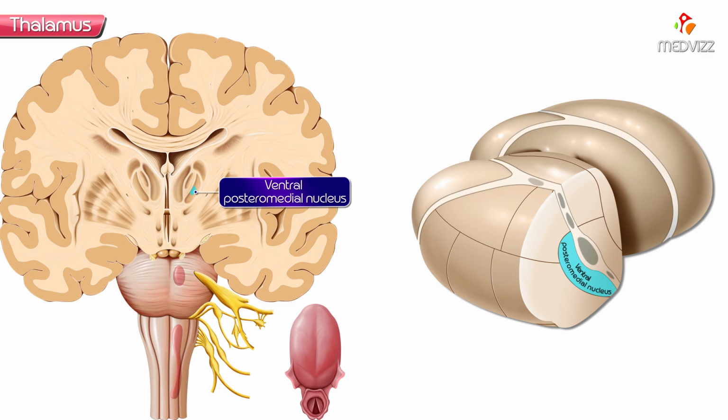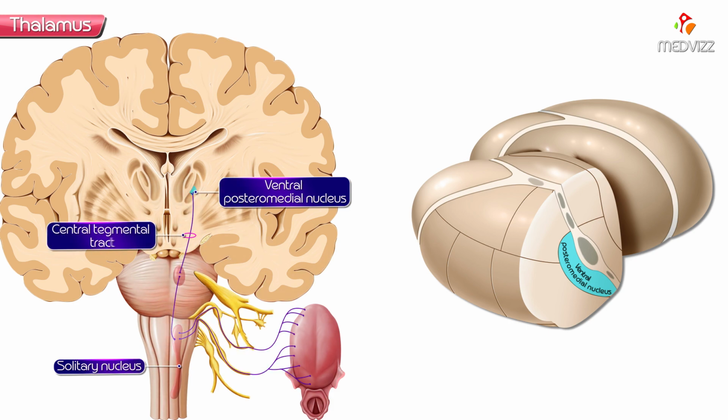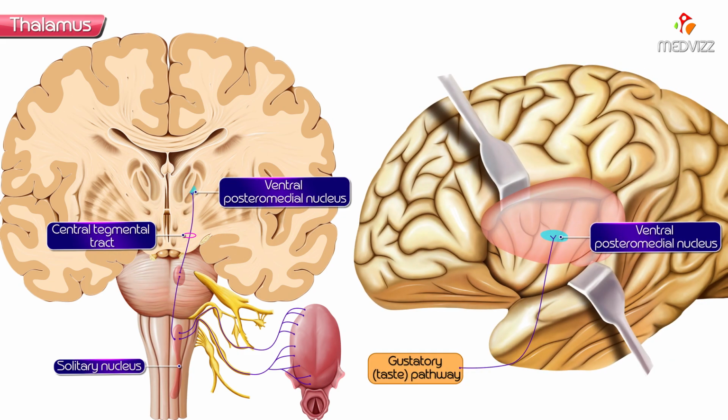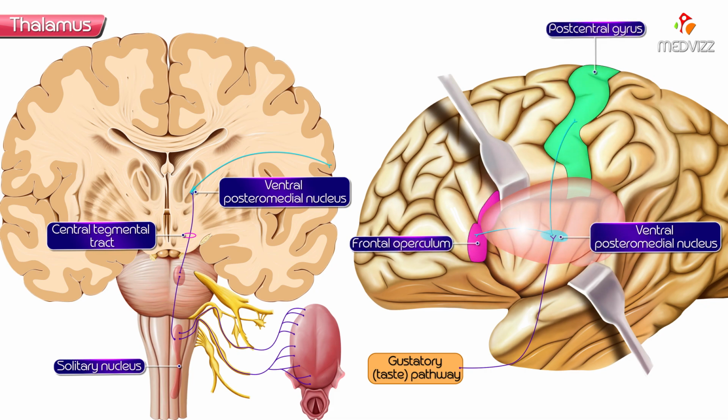The gustatory pathway, which is the pathway of taste, originates in the solitary nucleus and projects via the central tegmental tract to the ventral posteromedial nucleus and to the gustatory cortex of the postcentral gyrus, frontal operculum and insular cortex. The taste pathway is ipsilateral.